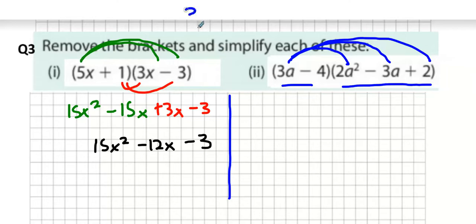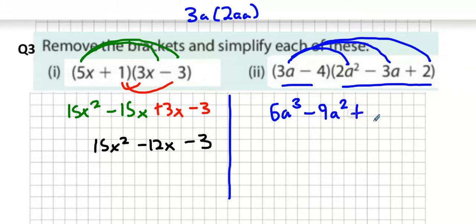What's 3a times 2a squared? 6a cubed. Okay. What's 3a times 3a? 9a squared. Yeah. And 3a by 2? Thank you. I would have made a mistake there. 3a times 2? 6a. Is that all right, guys?